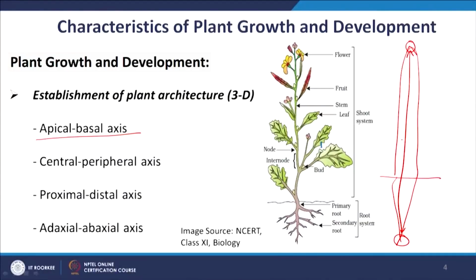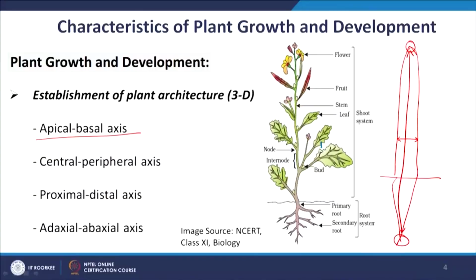The second axis through which growth and development occurs is the central peripheral axis, or radial axis. As we know, during primary growth, the major growth occurs across the apical basal axis, but at a certain time point there is another growth, which is called secondary growth, which starts in this direction. So, the second axis is established as a central peripheral axis.